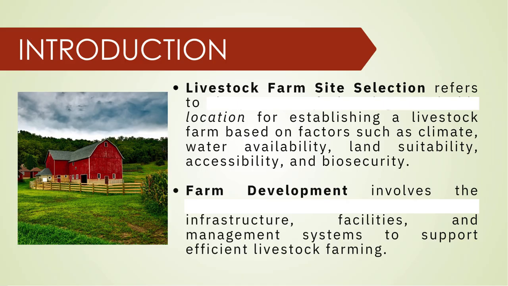Okay. Livestock farm site selection can be referred to as the process of choosing a suitable location for establishing a livestock farm based on factors such as climate, water availability, land suitability, accessibility, and also biosecurity. And for farm development, we can define it as involving planning, designing, and implementing the infrastructure, facilities, and management systems for efficient livestock farming.